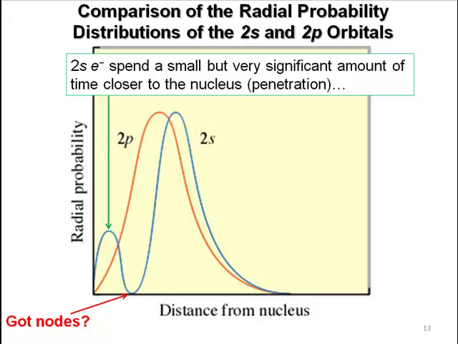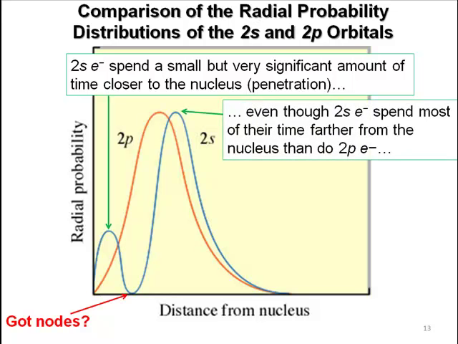The 2s electrons spend a small but very specific amount of time closer to the nucleus. So 2p we would expect to be further away. This 2s is closer to the nucleus, so this is our penetration effect. The electrons spend some time closer to the nucleus than in the 2p. And that is why the energy levels fill up the way they do. That's why the 2s, for example, fills up first with electrons, then the 2p, even though the 2s electron spends most of their time further from the nucleus than the 2p electrons. So normally they're found further than the nucleus, but sometimes they're found closer.